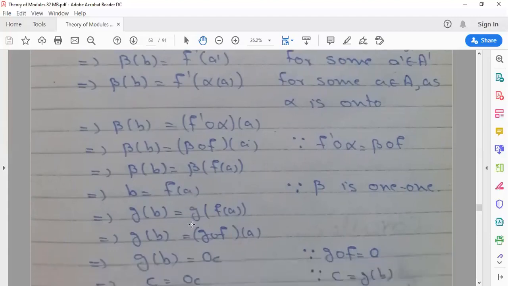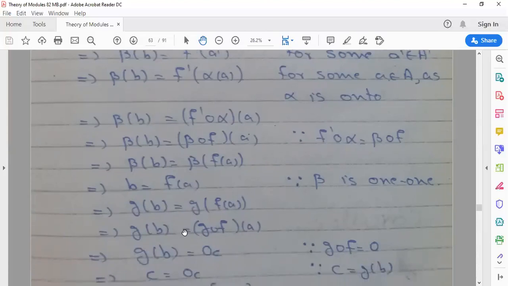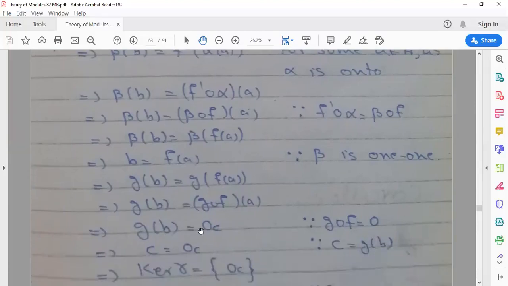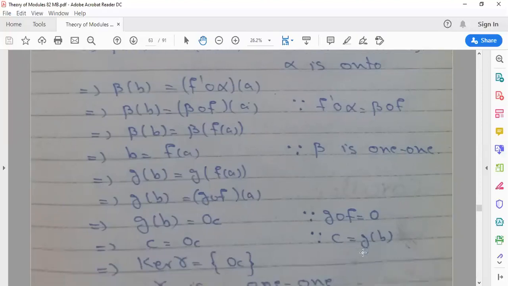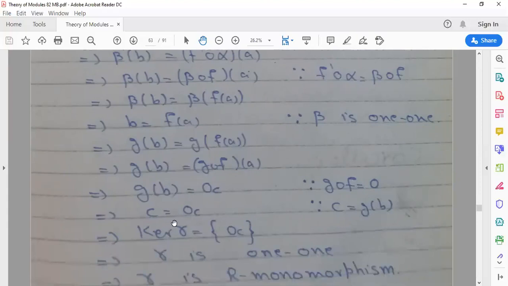After this we again apply g, so g of b is equal to g of f of a, and g composition f we combine by using composition of functions. So after this we get g of b is equal to 0, because g composition f is equal to 0, and c is equal to g of b. So that means that c is equal to 0. We are taking an arbitrary element c belonging to kernel of gamma, and we prove that c is equal to 0. So we conclude that kernel of gamma is equal to 0.